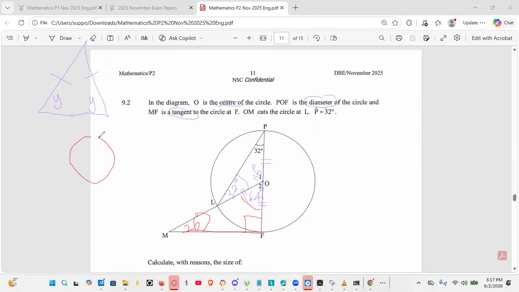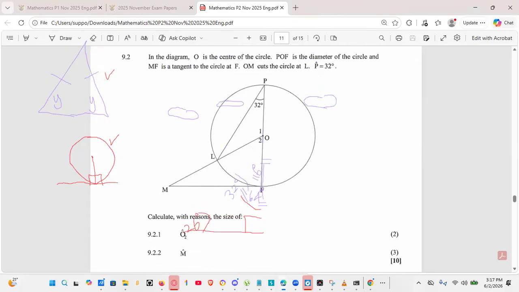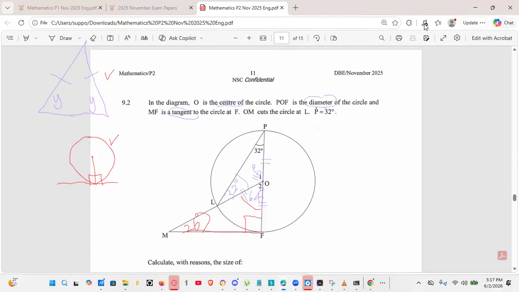So we've actually solved all of the angles here, and we're using the tangent perpendicular to the radius. The tan chord theorem does not appear here, only these two theorems appear. And the isosceles triangle appears because we have a radius. A radius will form equal angles. So now they want, we'll just scroll up, the size of O2 and M. So right here, they want O2 and they also are looking for M. So we've already found those two angles.